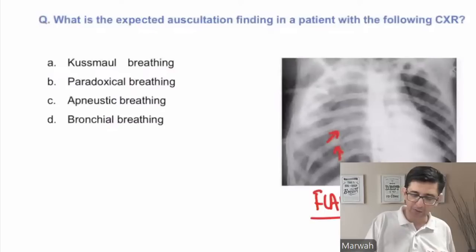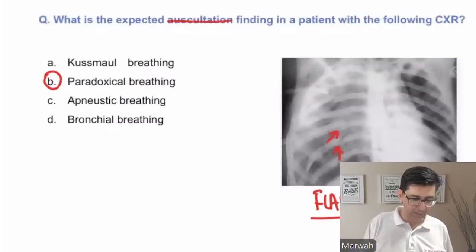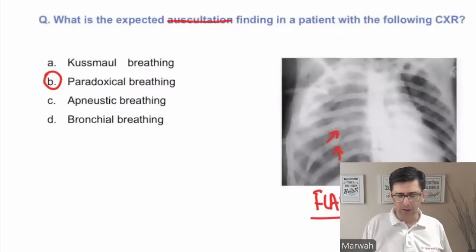Okay, what is the expected finding? So I'll remove that auscultation word. This would be paradoxical breathing. Yeah, you're right. This would be B. The remaining are solvable. Small breathing, they'll not give in an X-ray. Acoustic, they'll not give a breathing. Bronchial is an auscultatory finding. Okay, flail chest, so cool.